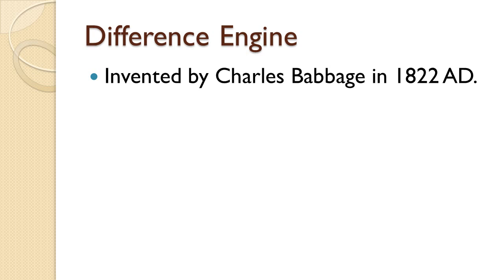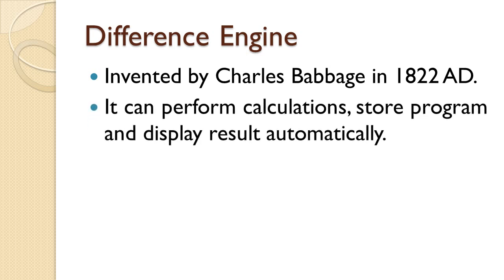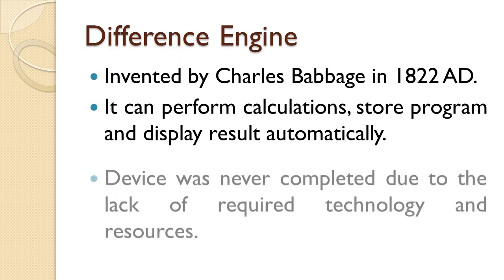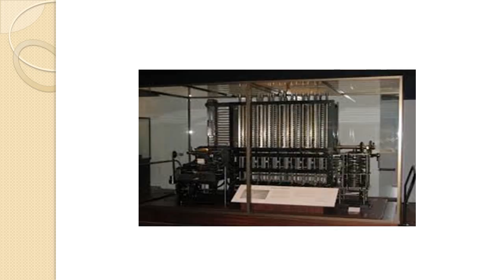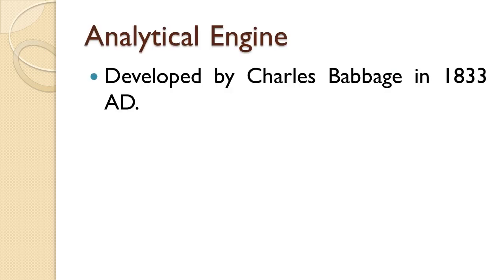Now let's discuss one of his first inventions, the difference engine. It was invented by Charles Babbage in 1822 AD. It can perform calculations, store programs and display results automatically. But unfortunately, this device was never completed due to the lack of required technology and resources at that time. This is how the difference engine looks.